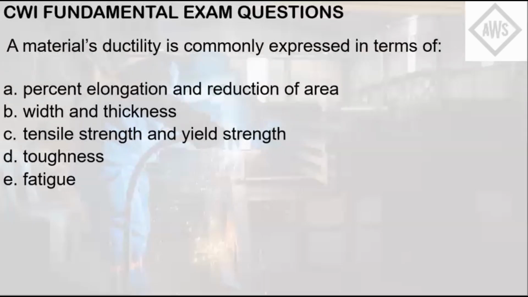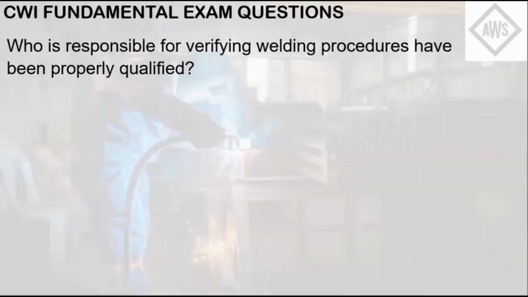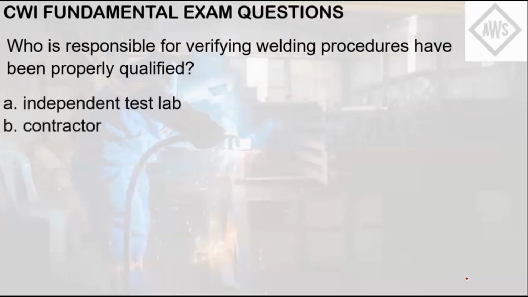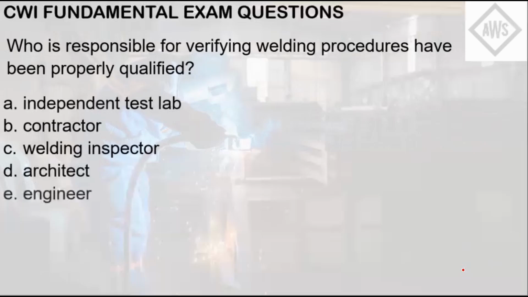So by the definition I mentioned earlier, ductility is measured by how much a specimen elongates before it breaks, hence the reduction of area here. The higher this ratio, the percent elongation and reduction of area, the more ductile the material is. So the answer here is letter A. Who is responsible for verifying welding procedures have been properly qualified? Letter A, independent test lab. Letter B, contractor. Letter C, welding inspector. Letter D, architect. Letter E, engineer.